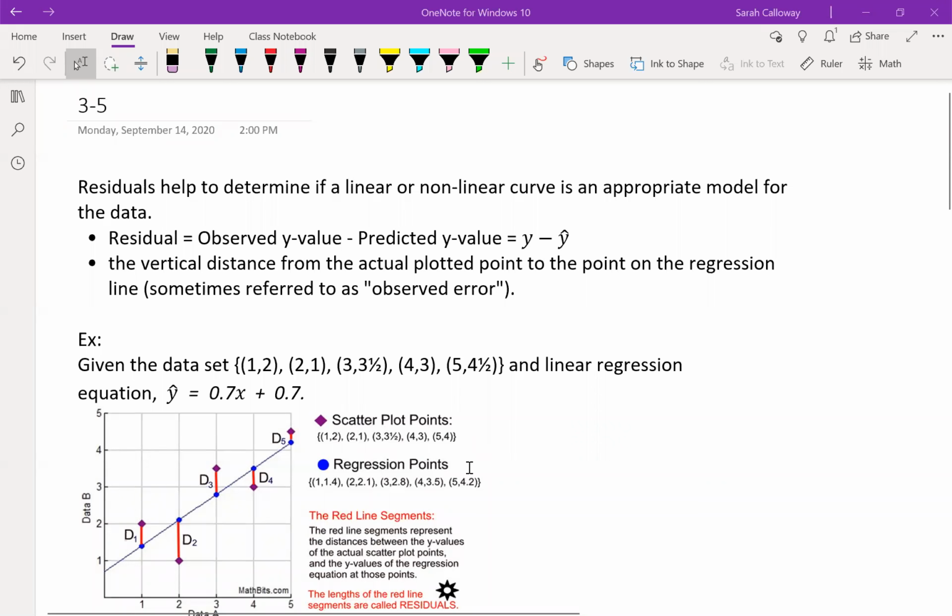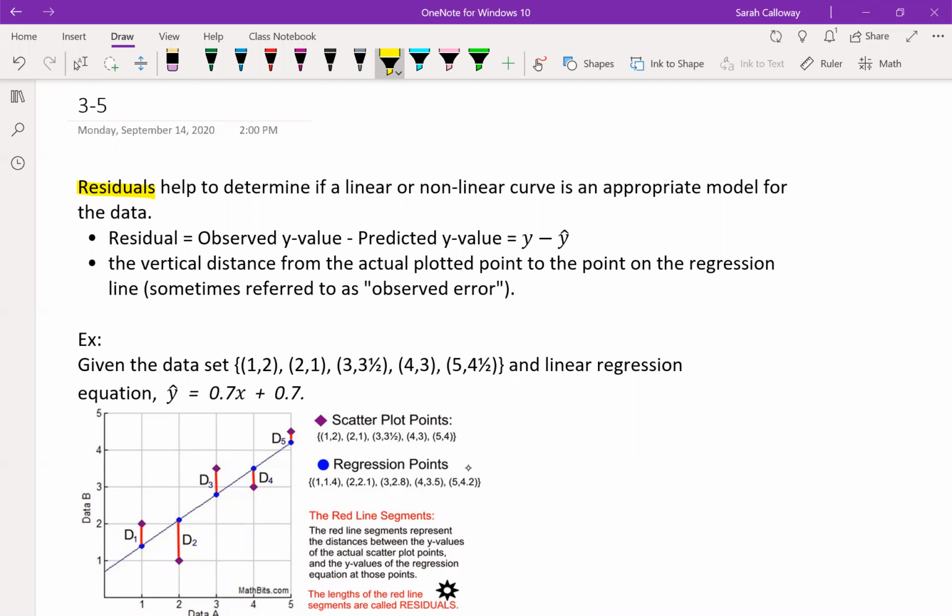Okay, so in this video, we're going to go through section 3.5, which is talking about residuals. So the first thing we want to do is define residuals. Residuals help to determine if a linear or nonlinear curve is appropriate for the model of the data. So looking at the residual values will help us see if this actually is a linear relationship or if a curve would be a better model.